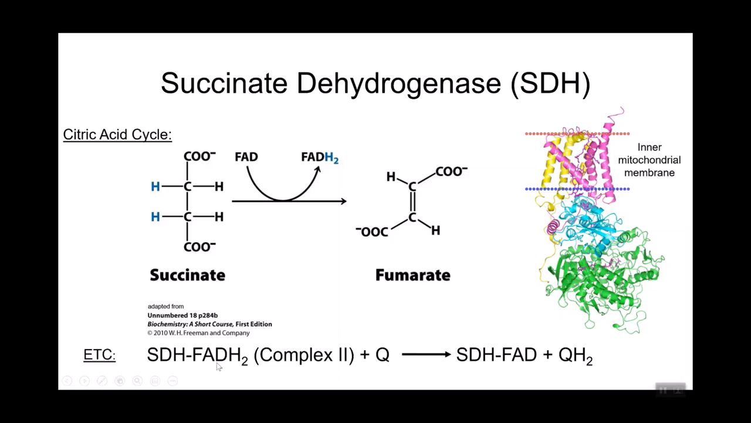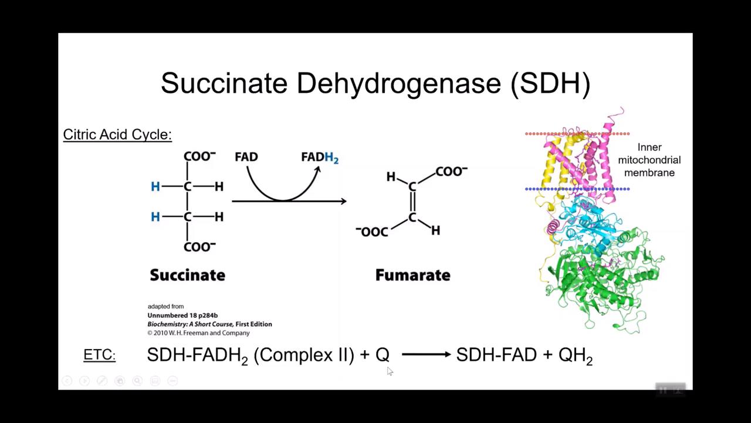So on the right, I'm just showing you the structure for this enzyme, and it is membrane bound. So up here would be the inner mitochondrial membrane, while this domain down here at the bottom will be found in the mitochondrial matrix. And this is where that succinate is going to get oxidized to fumarate. The FAD cofactor will also get reduced, and we'll see that the electrons will be passed onto a molecule called coenzyme Q, and that's going to help pass electrons through to the electron transport chain.